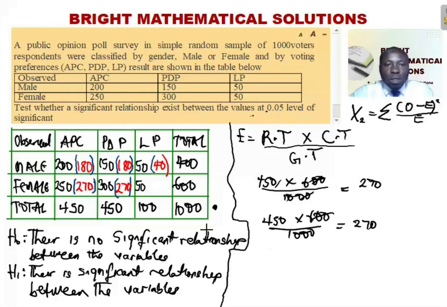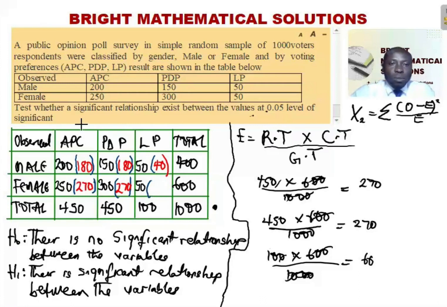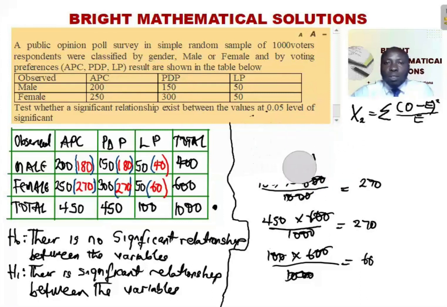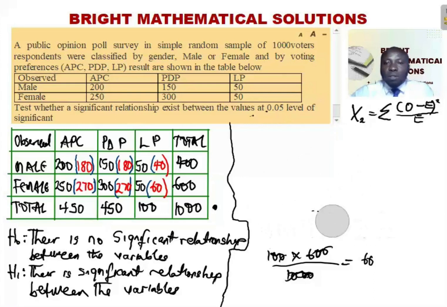So the third one, so we have 100 multiplied by 600 over 1000. So let's cancel this. So this gives me 60. So coming back here, now we've been able to calculate the observed and the expected. So the next thing for us to do is to now go to our chi-square and begin to calculate the value of our chi-square.